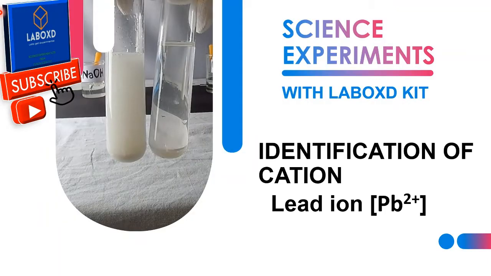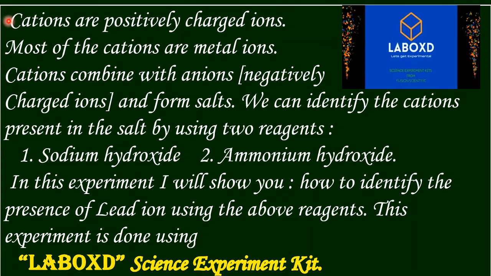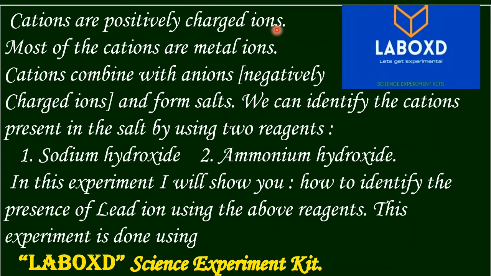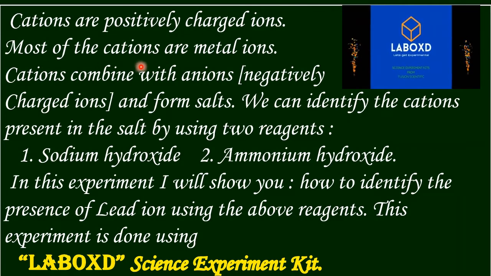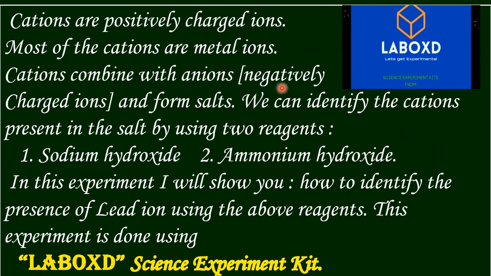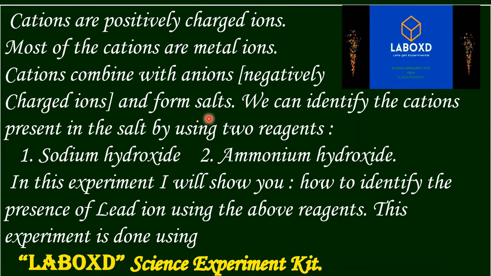In this experiment, we learn how to identify the cation lead, Pb2+. Cations are positively charged ions. Most of the cations are metal ions. Cations combine with anions, that is, negatively charged ions, and form salts.